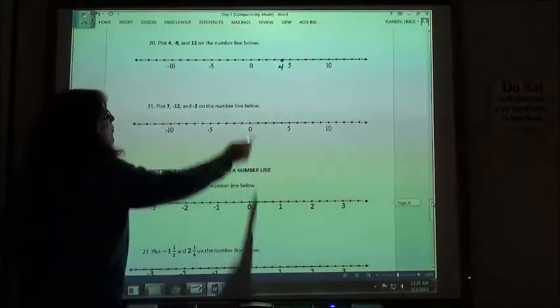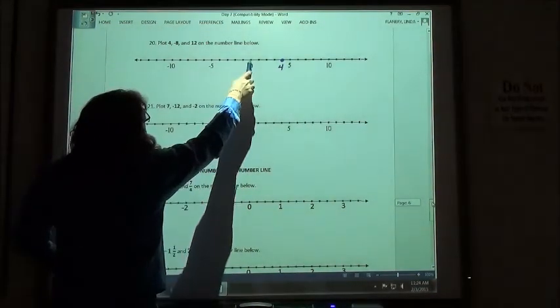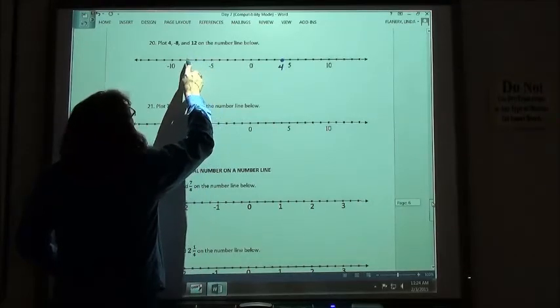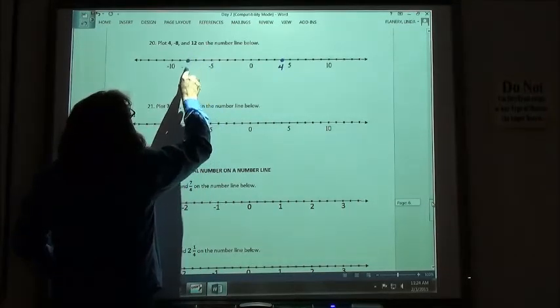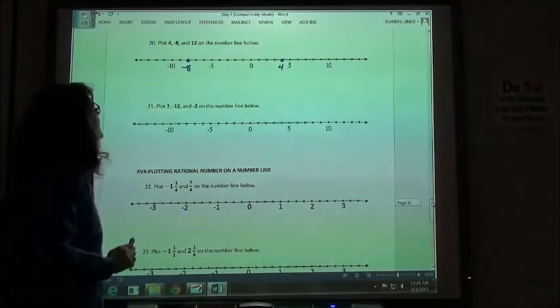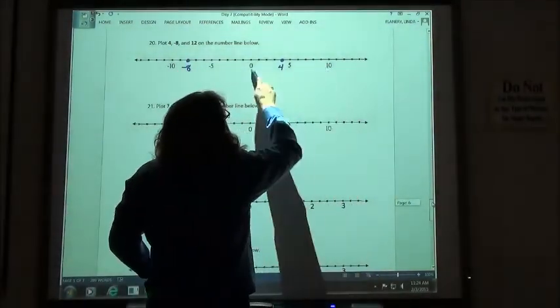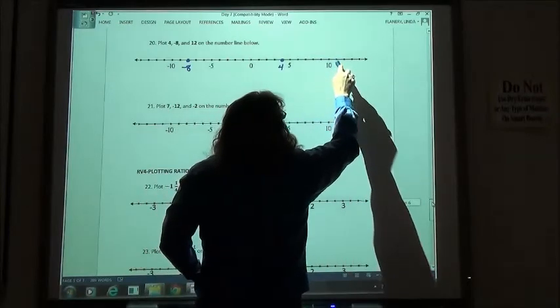-8. Now really we could count 8, but we know that we can jump to -5, then do -6, -7, -8. Unless you want to count all 8 of them. Same thing with 12. We know that 12 is past 10. So 5, 10, 11, 12.